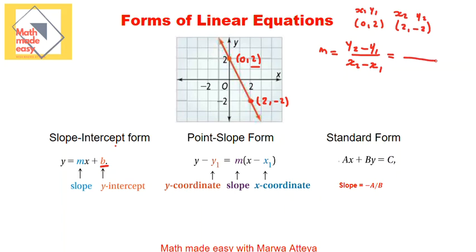I can say that the slope is equal to negative 2 minus 2 divided by 2 minus 0, which is negative 4 over 2. So I know that the slope of this line is negative 2.